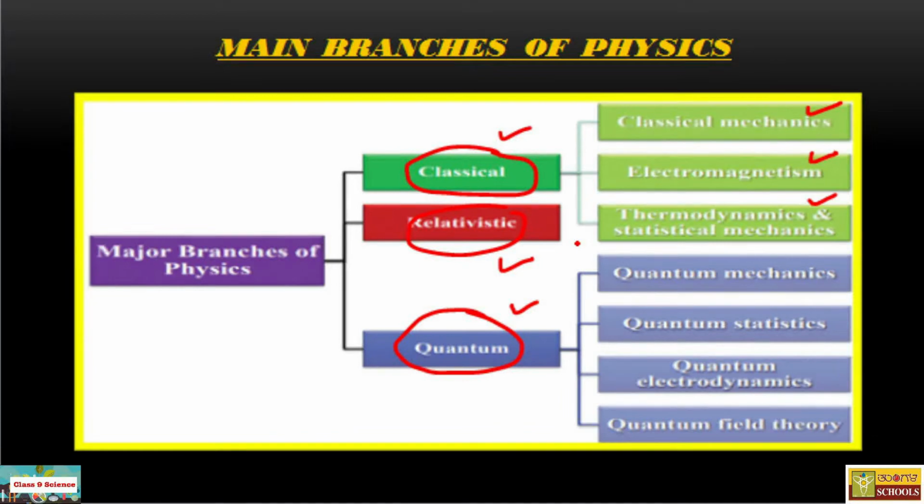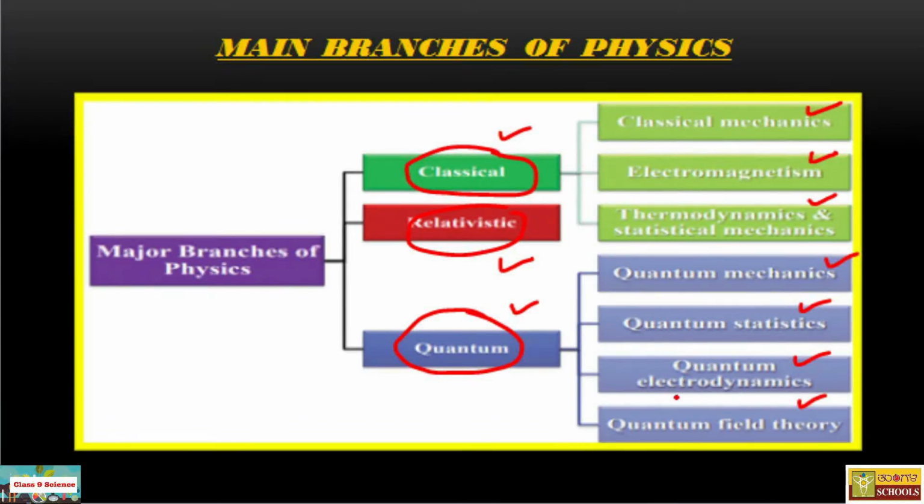The relativistic physics comprises the theory of relativity given by Albert Einstein. Quantum physics deals with quantum mechanics, quantum statistics, quantum electrodynamics, and quantum field theory. These are all the main branches of quantum physics. Relativistic physics and quantum physics both are very strong subjects. So you have a lot of time to understand such things.